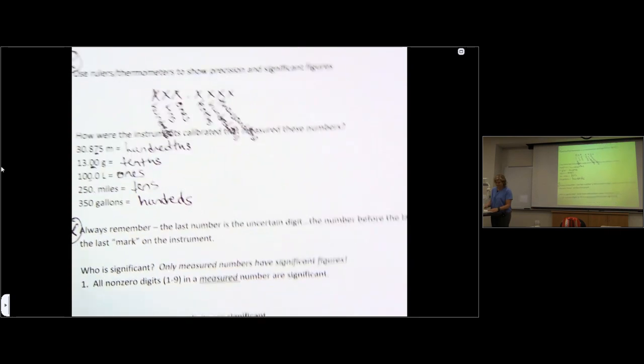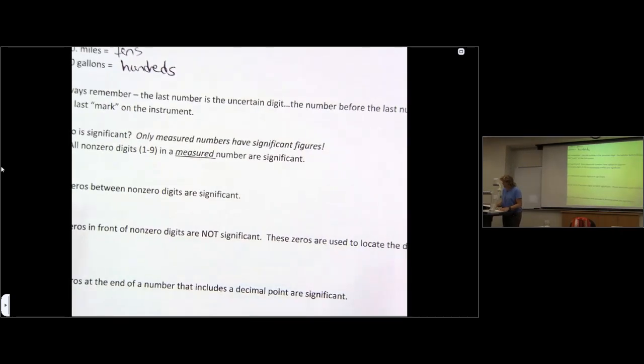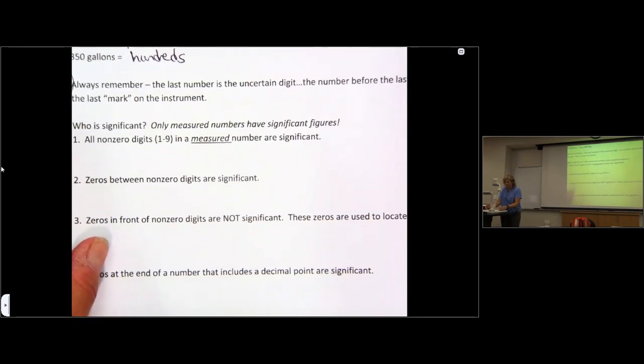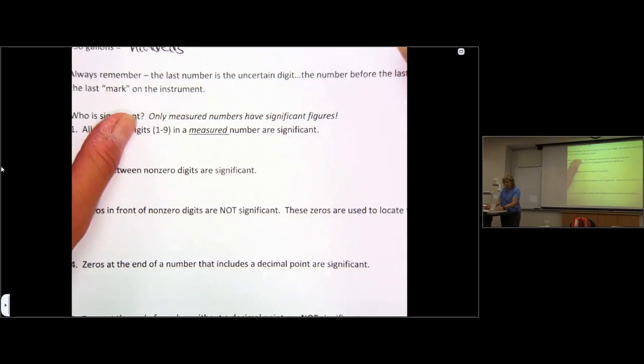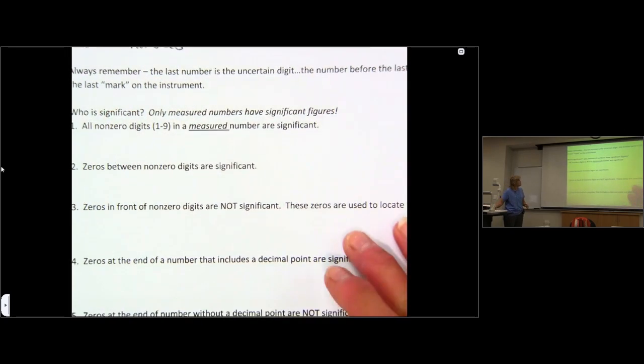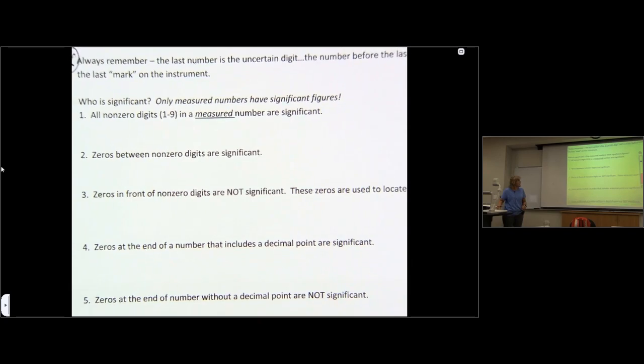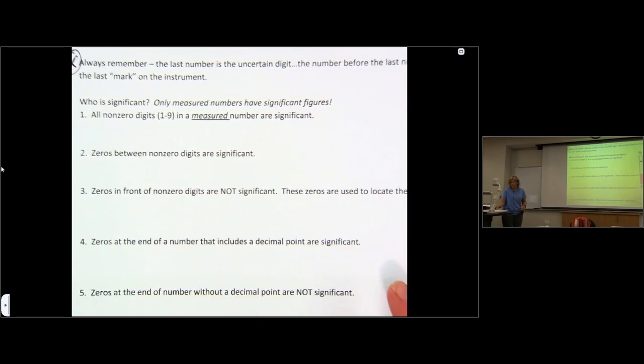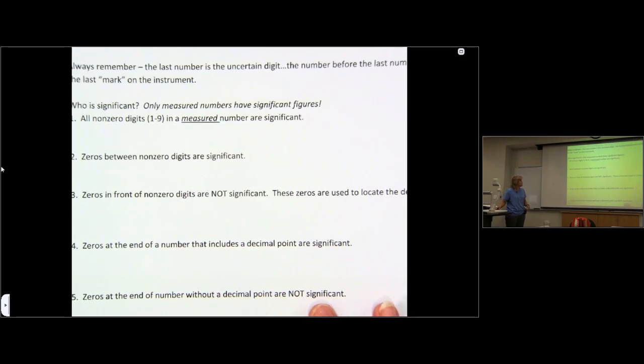Much easier. Okay, before we quit, we're going to look at what is significant. When is 0 significant and when is 0 not significant? So let's look at the rules for 0, and then we'll review this next day as well. I've already mentioned, honestly, the answers to some of these, but let's give the rules for a minute.